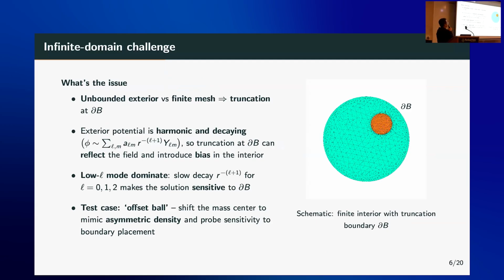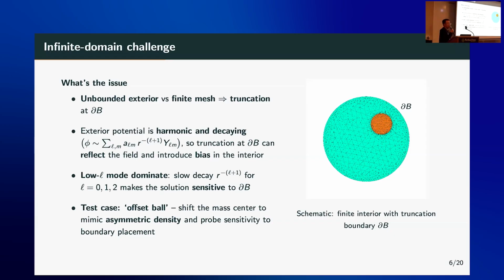For this self-gravitation problem, outside the boundary, it's the Laplace equation, and we know the analytical solution is harmonic and decaying. That means that if you truncate it in a naive way, it will reflect the field back and introduce some bias to the interior solution. And we know from this solution that it's a low L mode, where L is the degree of the spherical harmonic expansion. They will dominate, so this makes the solution very sensitive to the placement of the boundary.